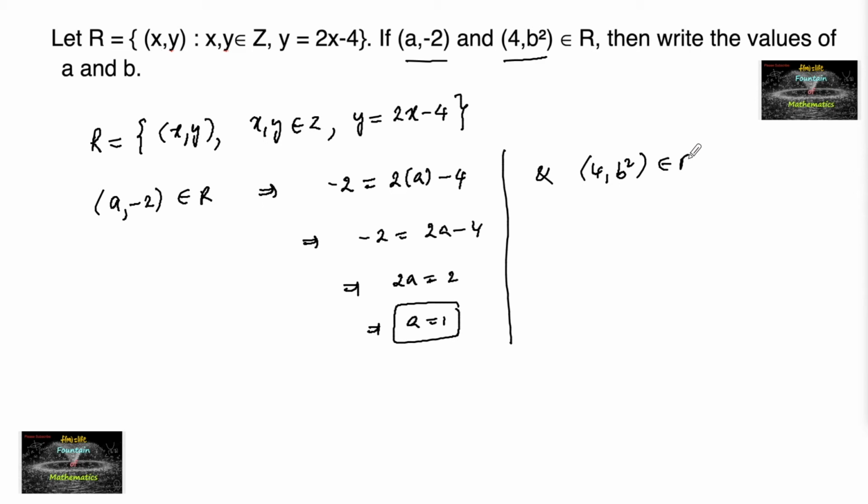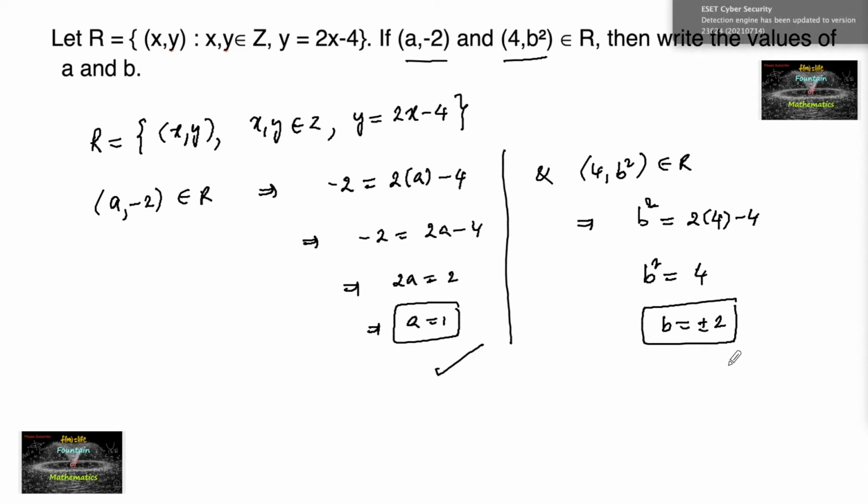and (4, b square) also belongs to the relation R, which implies x is equal to 4 and y is equal to b square will satisfy the given condition. So that is b square is equal to 2 into 4 minus 4. So that is b square is equal to 2 fours are 8 minus 4, that's 4. So b is equal to square root of 4, that's plus or minus 2 you will get. So the values: a is equal to 1 and b is equal to plus or minus 2. Okay, right, thank you.